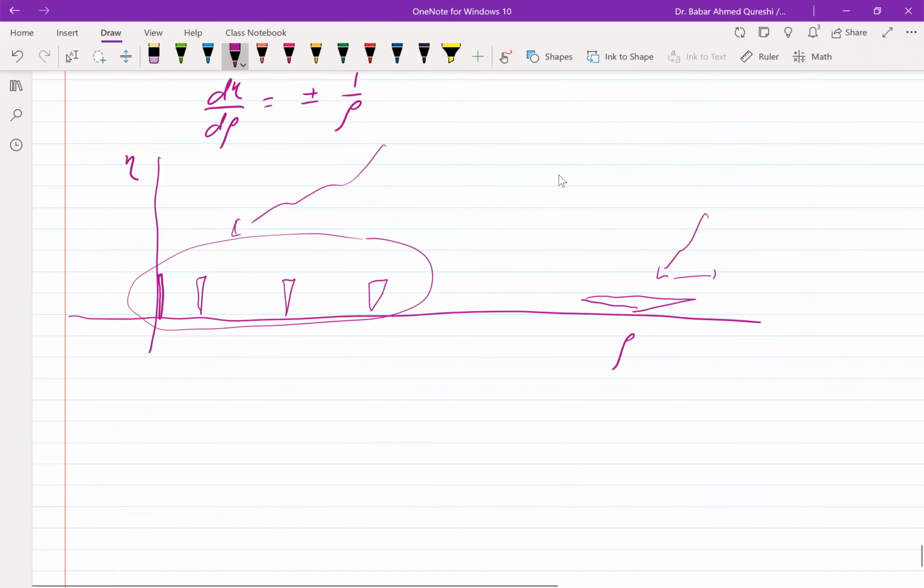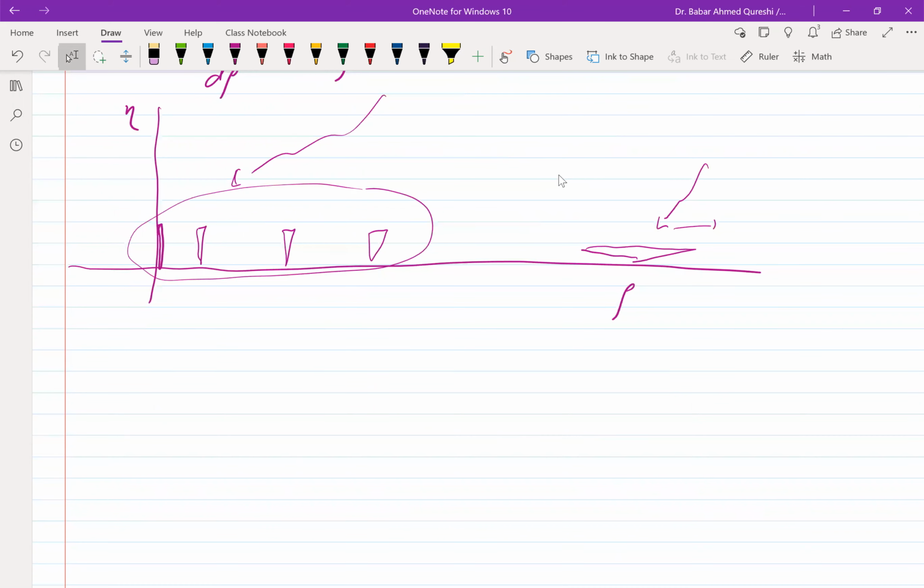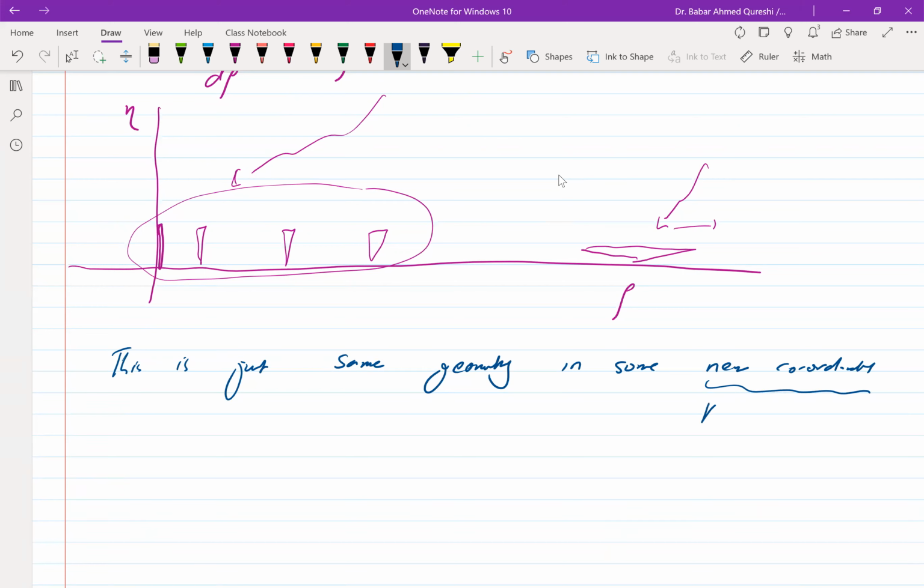Now, by the way, these coordinates are just a coordinate change. Same geometry in some new coordinates. These are all artifacts of a coordinate system. This closing off of the cone is just an artifact of the coordinate system. So this is some geometry in some new coordinates. And by the way, these coordinates are called the Rindler coordinates.